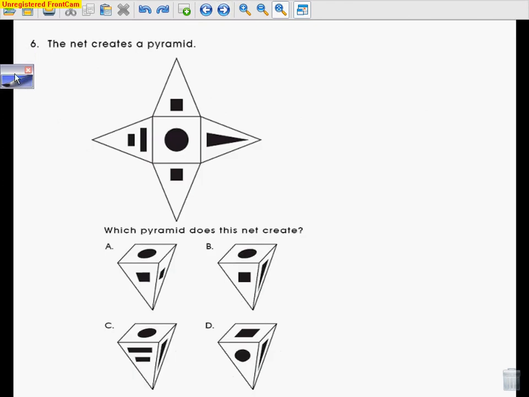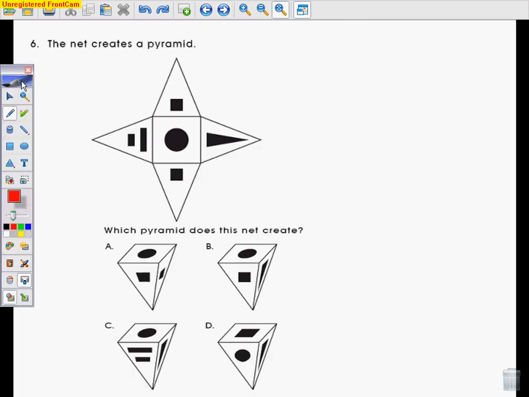Alright, number 6. This one says the net creates a pyramid. Which pyramid does this net create? Now, a net is a figure that you could fold into a three-dimensional object. On the base of this net, we see that the base is a circle.